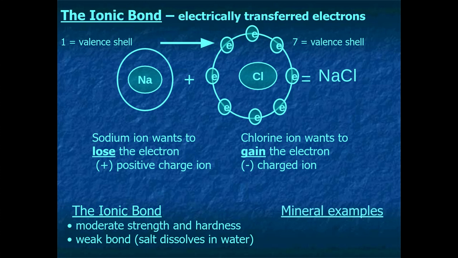An example of a mineral with an ionic bond, of course, would be halite, table salt, and another mineral that we'll see a little bit later called biotite. And with the mineral biotite, you can actually peel off little layers because you're breaking them along the ionic bond. So again, the ionic bond is an electrically transferred electron.